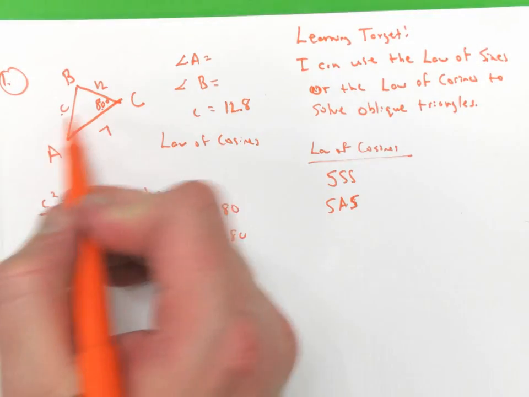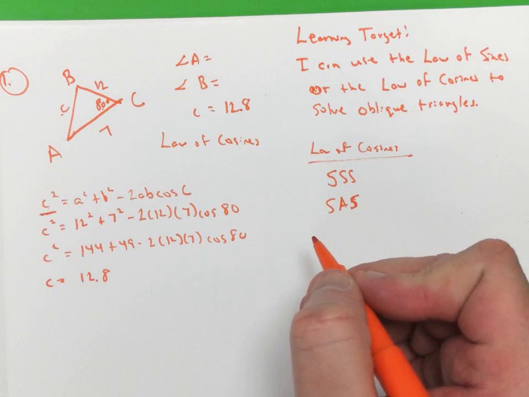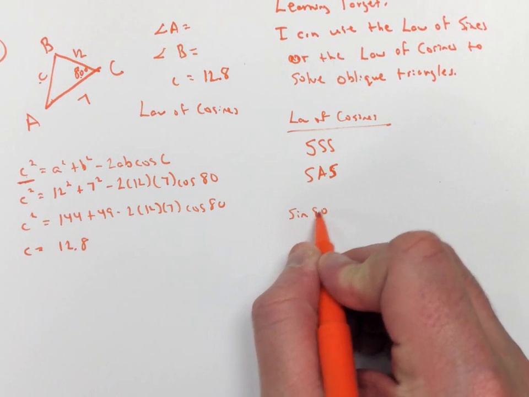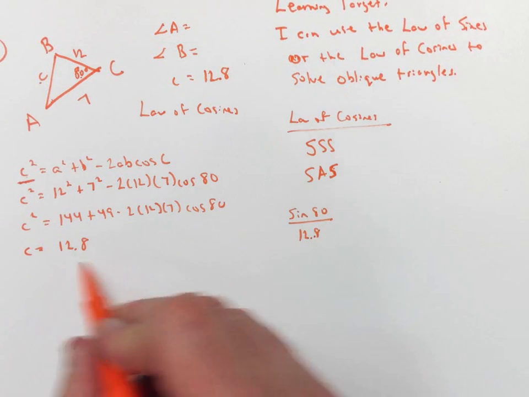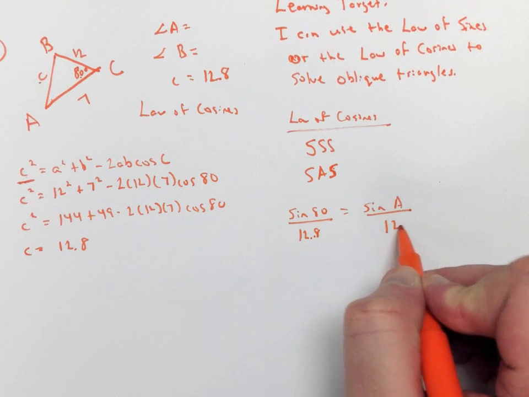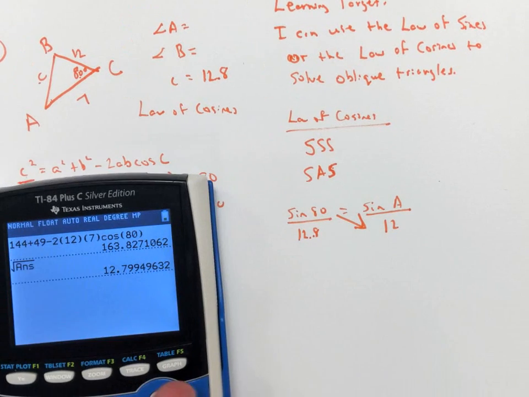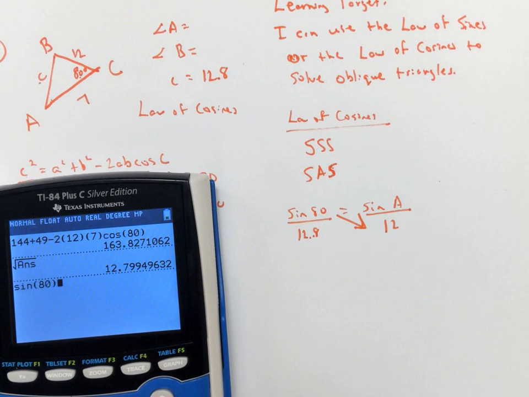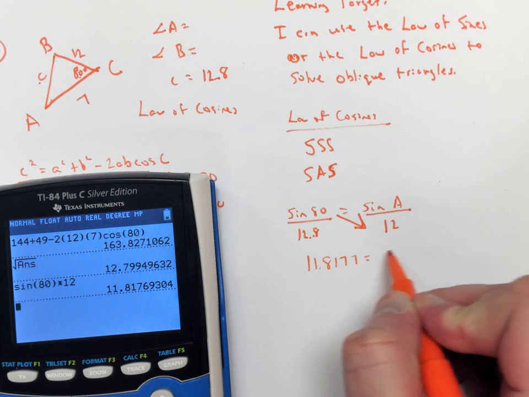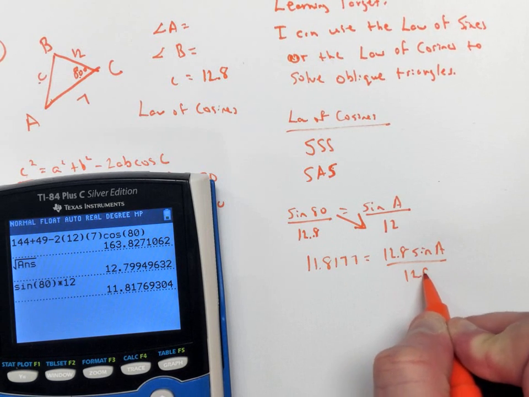Now that I know this and this, what I can do is use this to help find A and B. So I'm going to use law of sines, okay? I'm going to come over here. Sine of 80 over 12.8, what I just found, equals sine of A over 12. Cross multiply. I'm not showing you all these steps. We should know this by now. But I'm just multiplying. 11.8177 equals 12.8 sine of A. I'm going to divide both sides by 12.8.